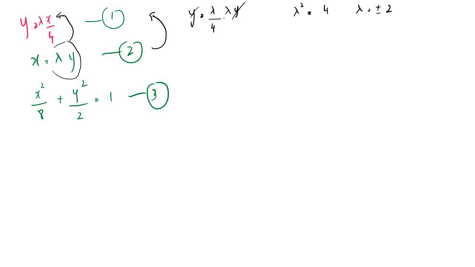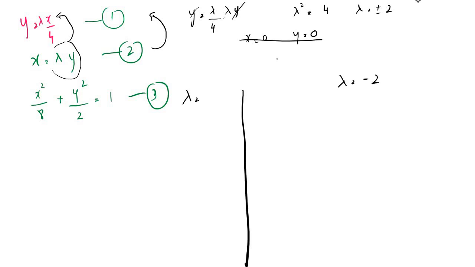And we also can say that when x is equal to 0, y is equal to 0. But this x0, y0 is not a point on the ellipse, so we can cross that off. But we have lambda equals plus or minus 2 here. So one thing we can do is divide the page into 2 and calculate when lambda equals minus 2, and on this side it will be when lambda equals 2.